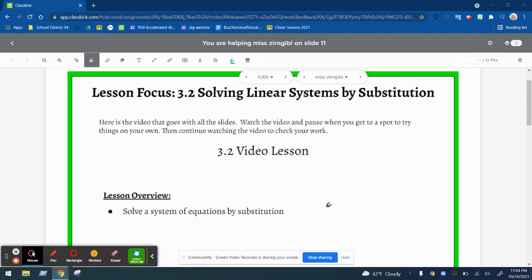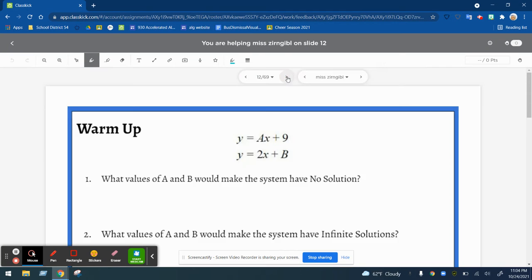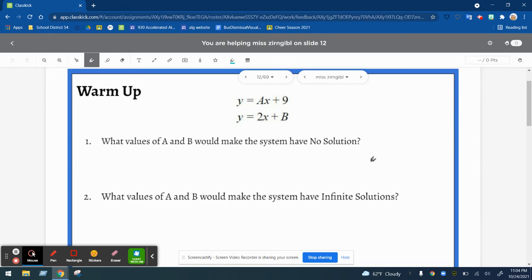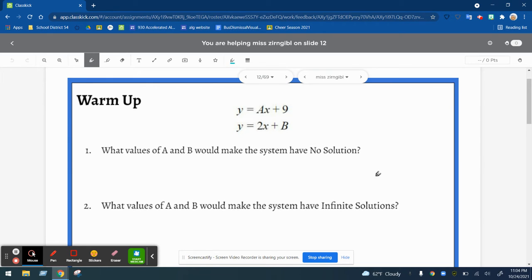All right, moving right along to lesson 3.2, we are going to be solving today by substitution. So starting out today with a similar problem from yesterday, what values of A and B would make the system have no solution? So no solution, we want them to be parallel. When they are parallel, the slopes are the same. So that would make a slope of 2 for A.